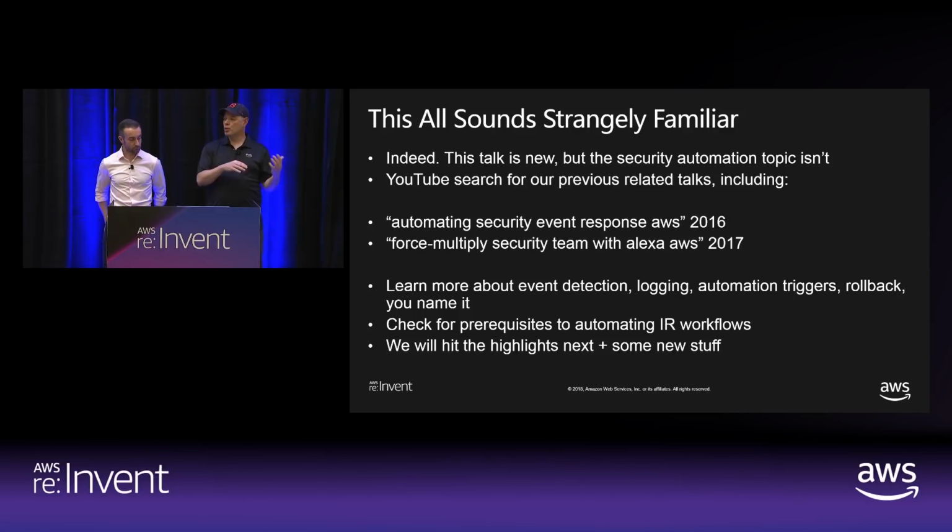And in those talks, you'll learn more about detection, logging, automation triggers, rolling back to known good states. You'll also learn about a number of prerequisites, the vegetables that we like to talk about, that you should be eating and making sure that you have in place already before you go down the road of trying to automate a number of security-related workflows. So we're going to hit the highlights of some of that previous presentation, and we'll also introduce some new stuff.